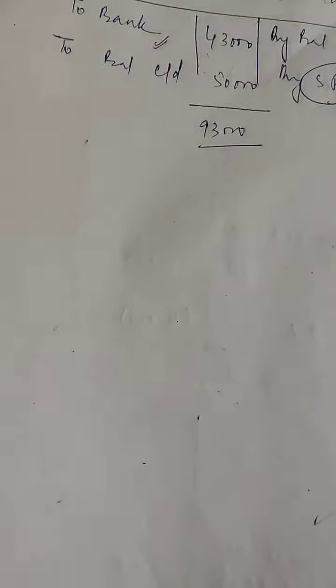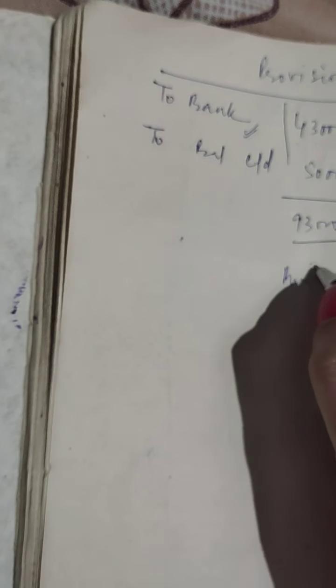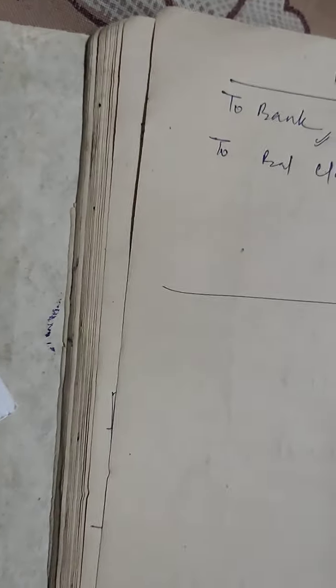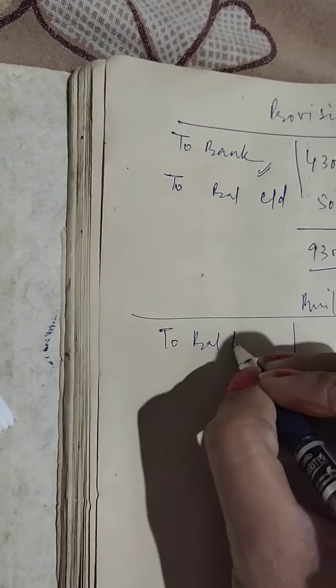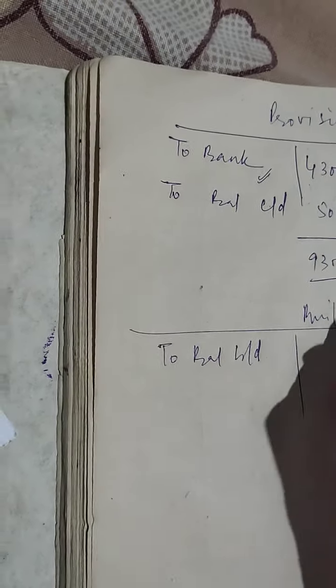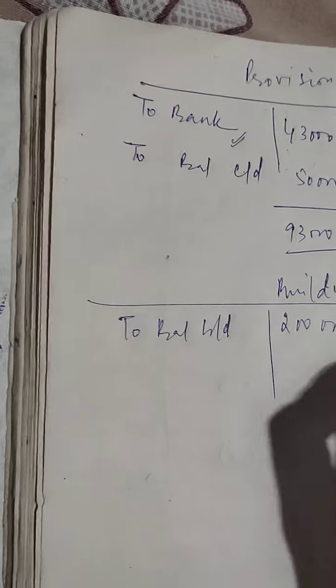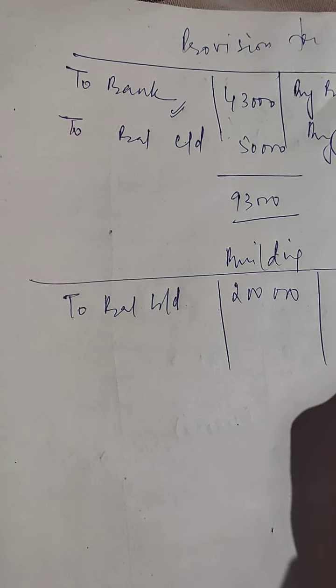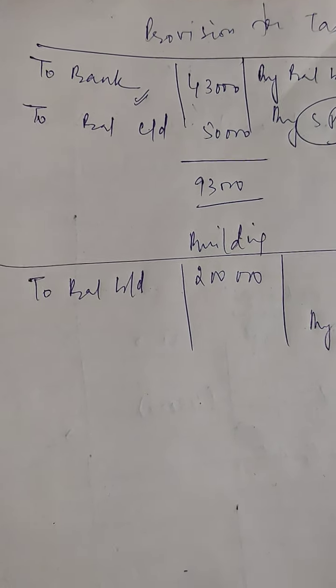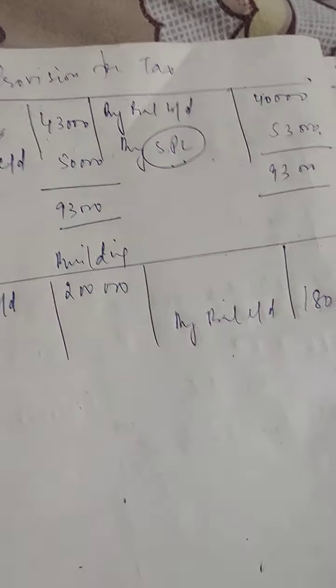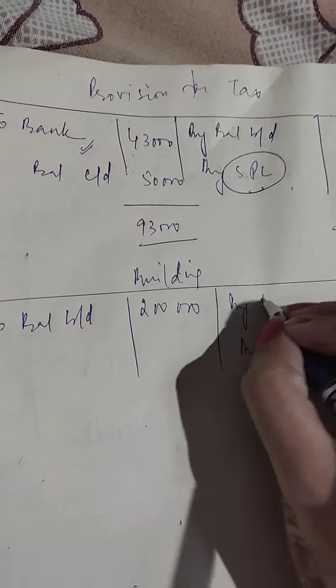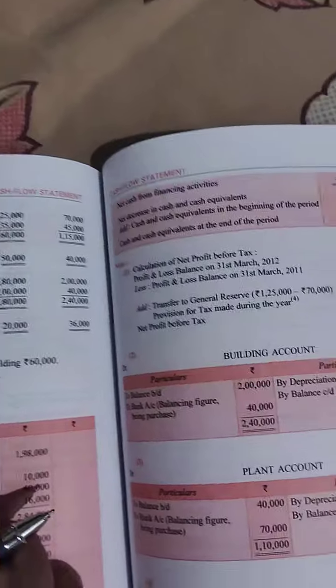If any time you are unable to understand, please make a ledger. That is much more easier, right? For this question, otherwise there is no requirement, but still for a basic understanding I am making the ledger. To balance brought down, you can see that the building amount in the opening figure is 2 lakhs and the closing figure is by balance carried down, which is 1,80,000. Now depreciation, whenever we charge, it is on the credit side, so we will write by depreciation. Depreciation on building was 60,000, right?